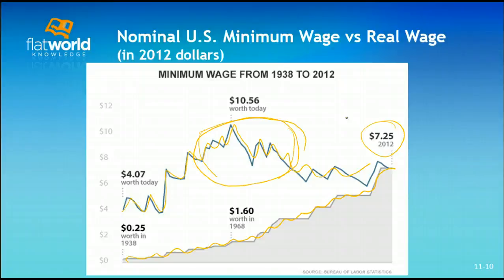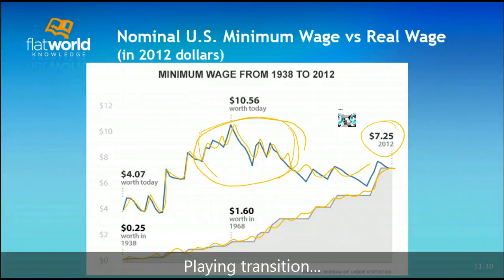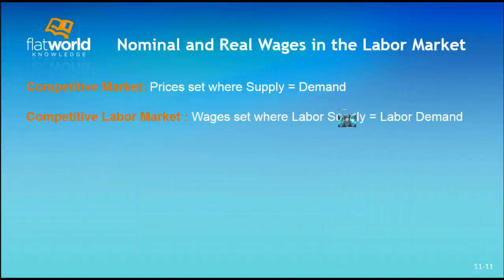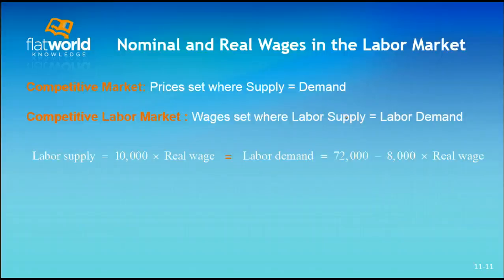Let's go back to the labor market and how it works. Remember in Chapter 9, we learned that the labor market is like any other competitive market, or at least it generally is, and that means prices are set where supply equals demand. In the competitive labor market, the price is actually what we call the wage, and that is going to be set where labor supply equals labor demand.